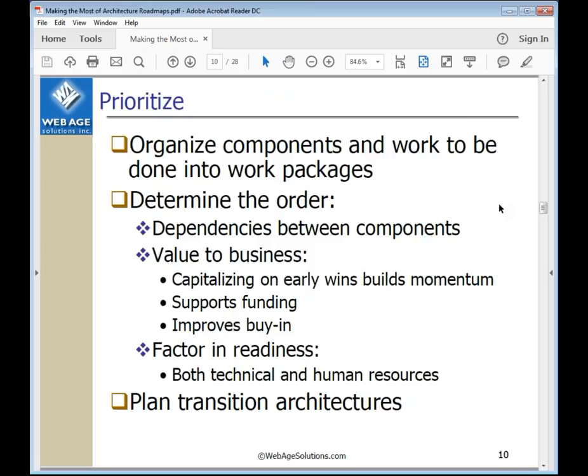Now that we have all the components identified, we now have to plan it out. So organizing them in a way of being able to group tasks together so they become what we're calling work packages. And then we have to take those work packages and determine the order in which they should be executed. And when we're working on the order, we're going to be thinking of a few things. Now, an obvious one is basically if there's a dependency, whatever's the base has to be there before something that's going to use it is there, right?